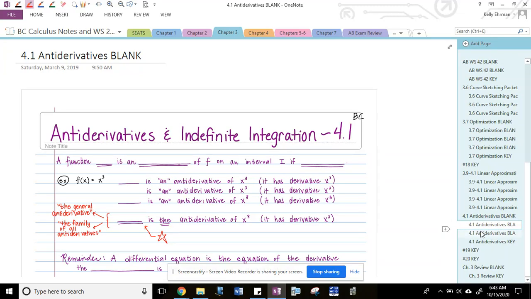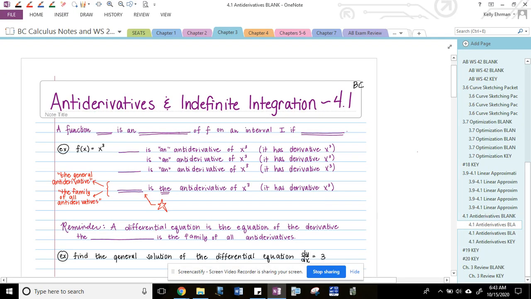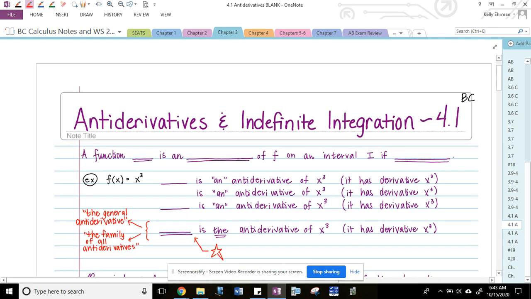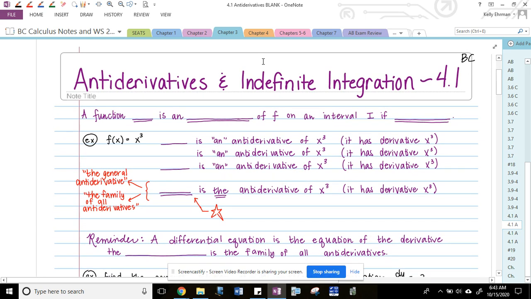So today we're going to start in on chapter 4 and really start talking about antiderivatives, and a little bit about indefinite integration.